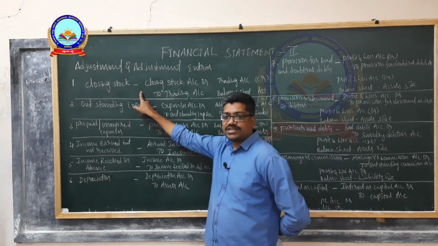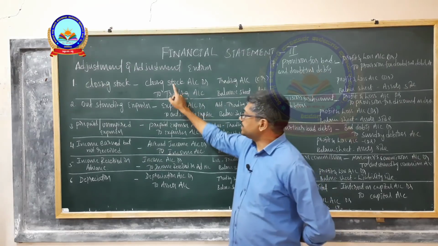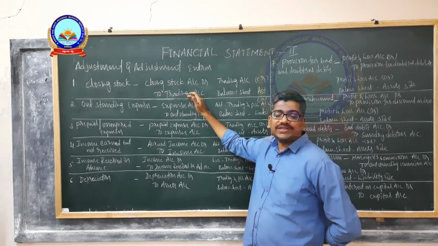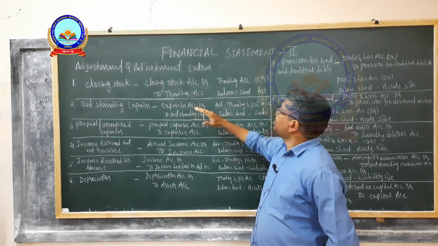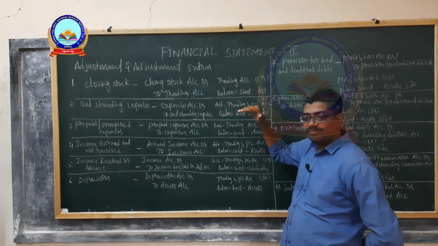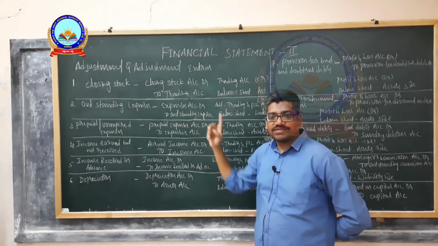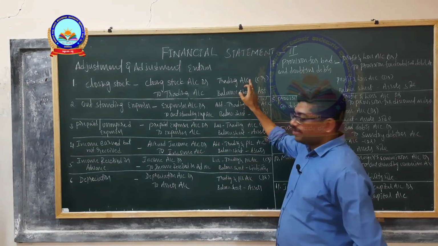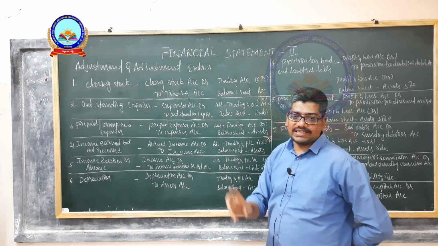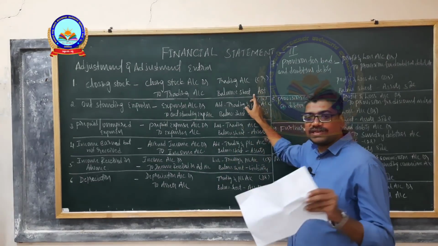For recording the closing stock, we have to pass a journal entry: closing stock account debit to trading account. After passing the journal entry, it comes into the trading account. Now where do we record this closing stock, in the trading account or in the balance sheet? We need to record it in both places. In the trading account, we record it on the credit side, and in the balance sheet, we record it as an asset on the asset side. The closing stock is a current asset, so it comes under the head current assets in the balance sheet.